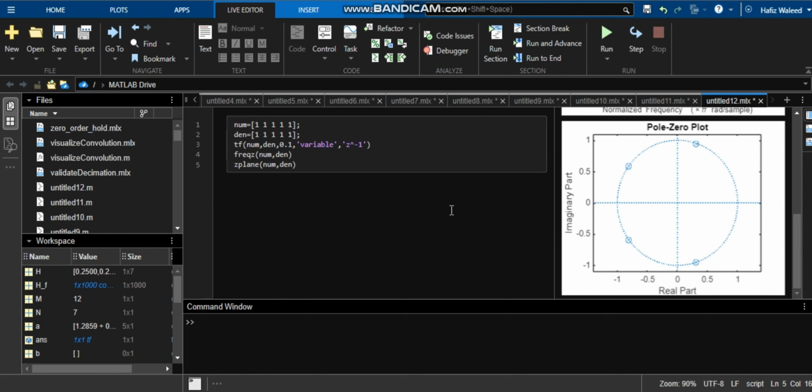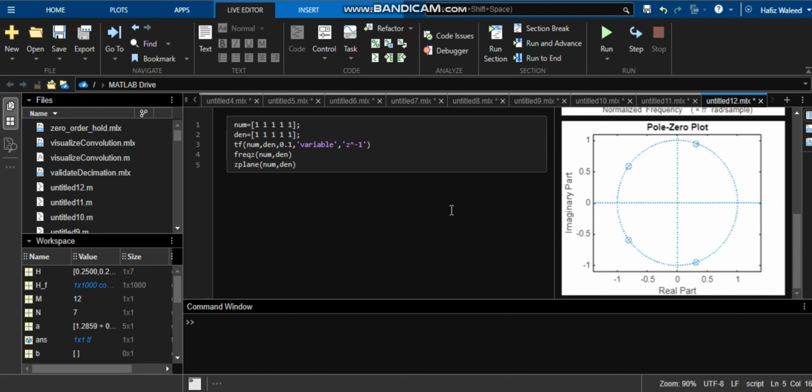In the last task, this code defines a discrete time transfer function in the z domain. Both the numerator and denominator polynomials have the same coefficients specified by num and den respectively, indicating a fifth order system with unity coefficients. The code then creates a transfer function model using TF, setting a sampling period of 0.1 seconds and using z minus 1 to denote delays.